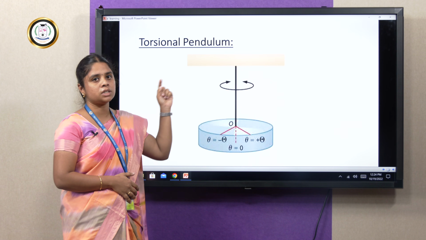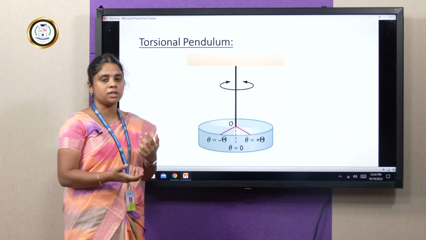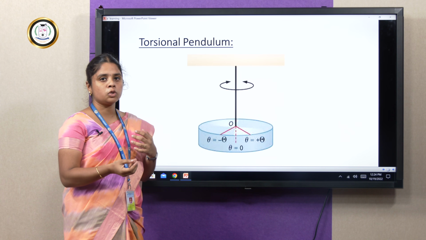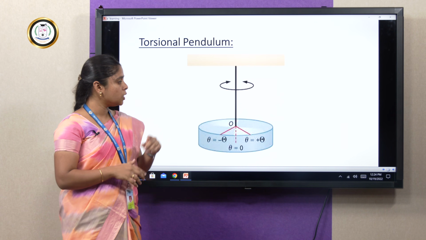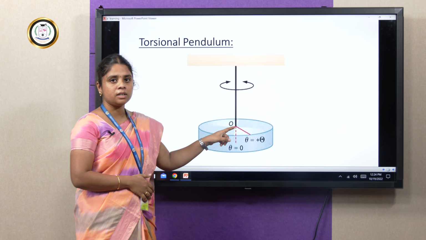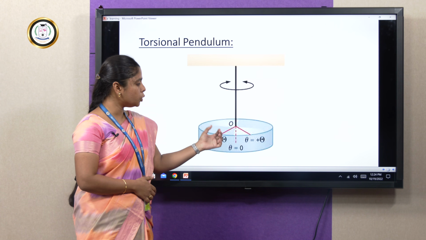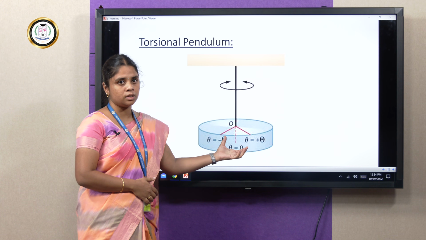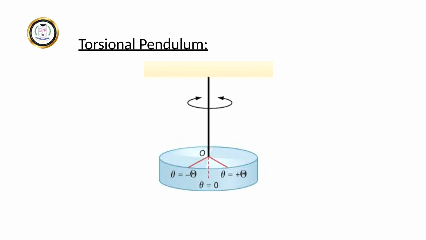What does the word torsional mean here? The word torsional is nothing but twisting of an object. So, when you apply a certain force to the object and the object gets twisted, then it is called torsional. So, we have a metallic string wire here and this wire is attached to a circular disc. Now, you are giving a couple to this circular disc. What do you mean by couple? A couple is nothing but two equal and opposite forces.